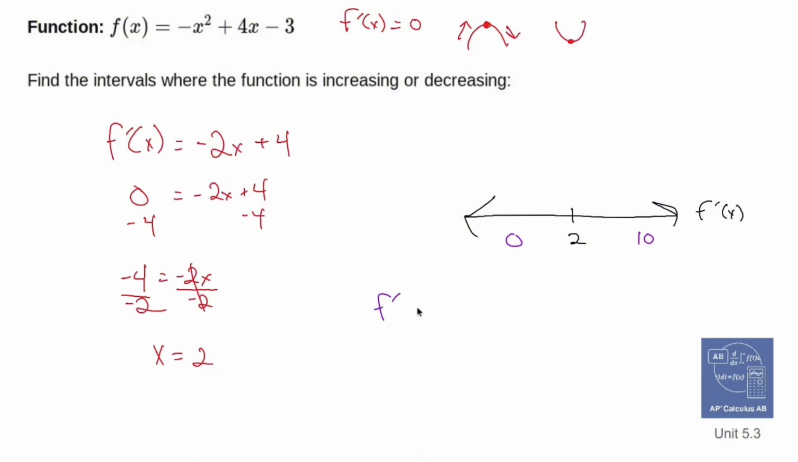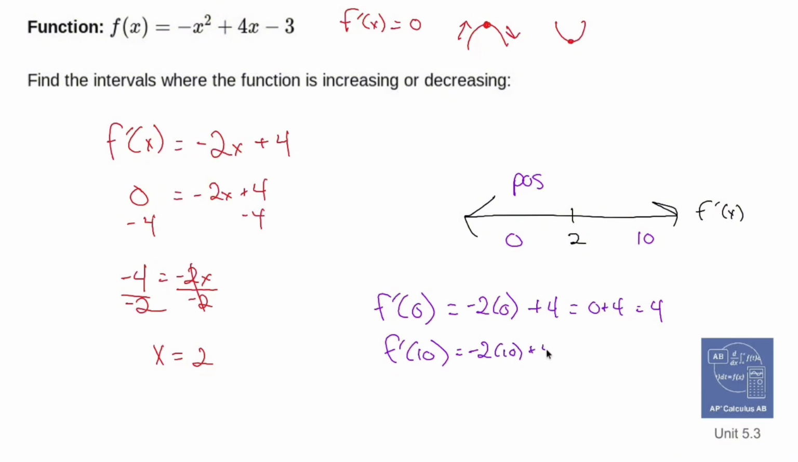So f prime of 0 is going to be negative 2 times 0 plus 4. 0 plus 4 is 4, which is a positive number. Now let's do the same thing with 10. Negative 2 times 10 plus 4 is going to equal negative 20 plus 4, which is negative 16, a negative number.